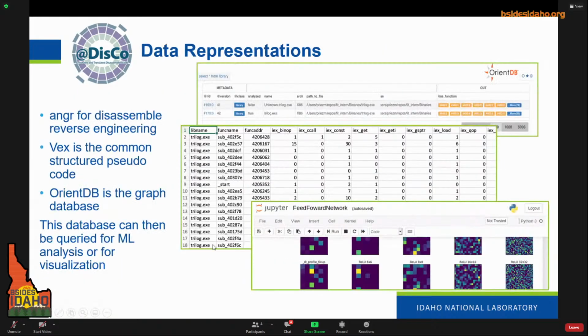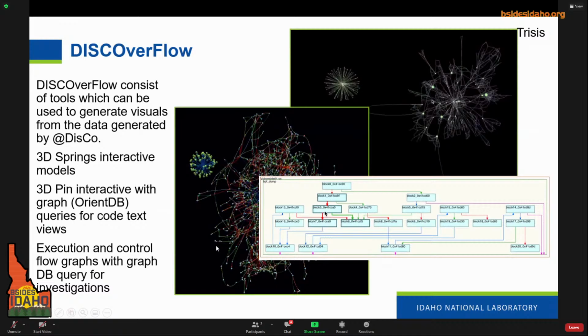And here is that Trisis running through VEX. It creates this feature matrix. On top here, you're seeing the VEX commands and the counts of those. Here's an example of the OrientDB database, where you can go to those different libraries and actually look at the VEX commands in view.